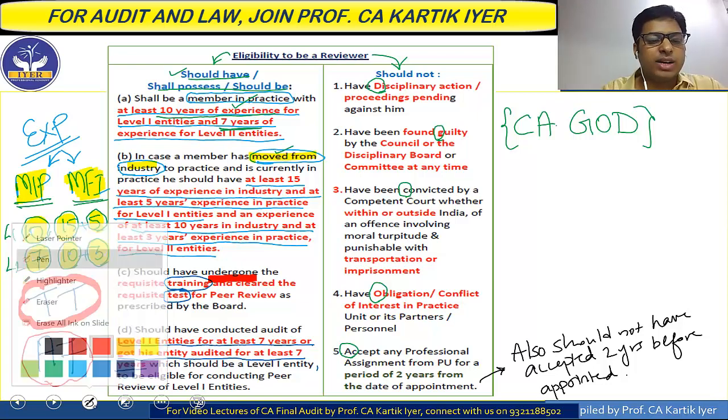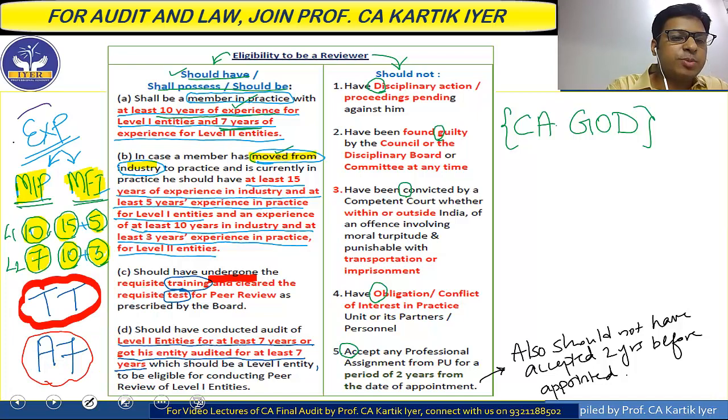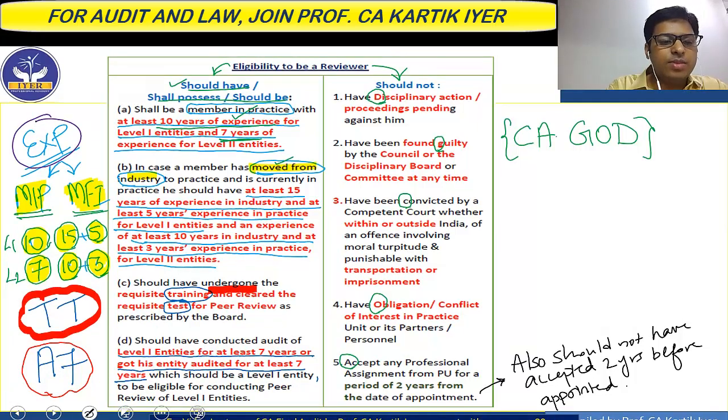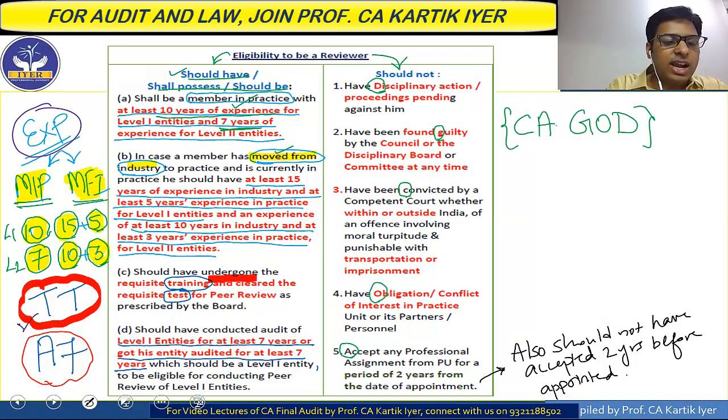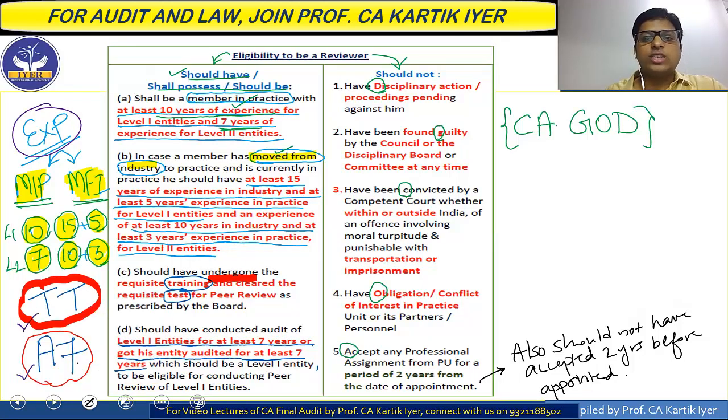That is in relation to the 3 parts. Always ensure that this is studied in 3 parts. That is basically experience. Then you have T&T, and after that you have basically the audit experience. Okay. For level 1 entities. Done. Simple. Now let's go to the should not part.